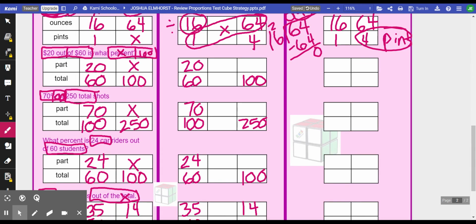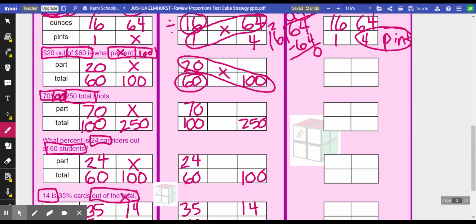Now, for proportions, the way the proportions work, once they're set up, this will work every time. So we're going to loop up and around diagonally, and then we're going to divide by 60. So 20 times 100 is going to be 2,000, and then divide by 60. So 60 does not go into 2, 60 does not go into 20, 60 goes into 200 about 3 times. 3 times 6 is 18. Put the 0 on there.